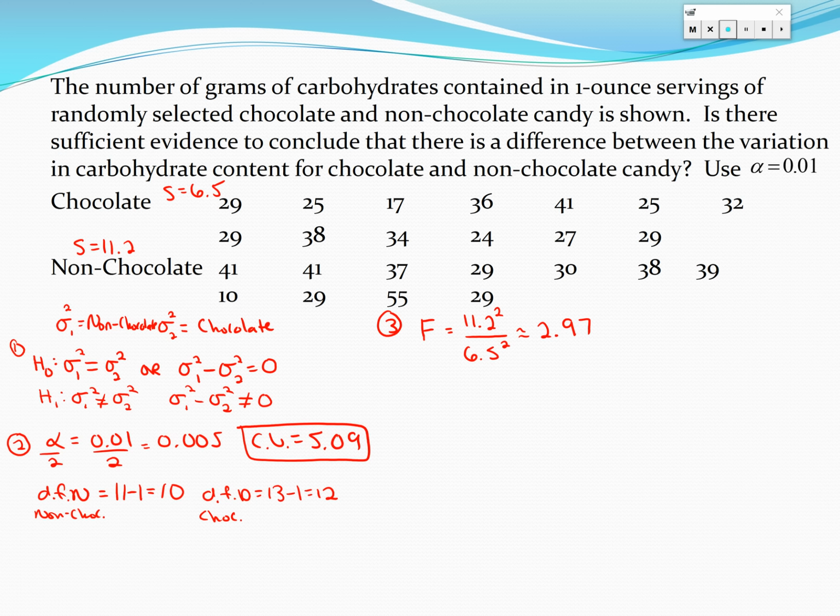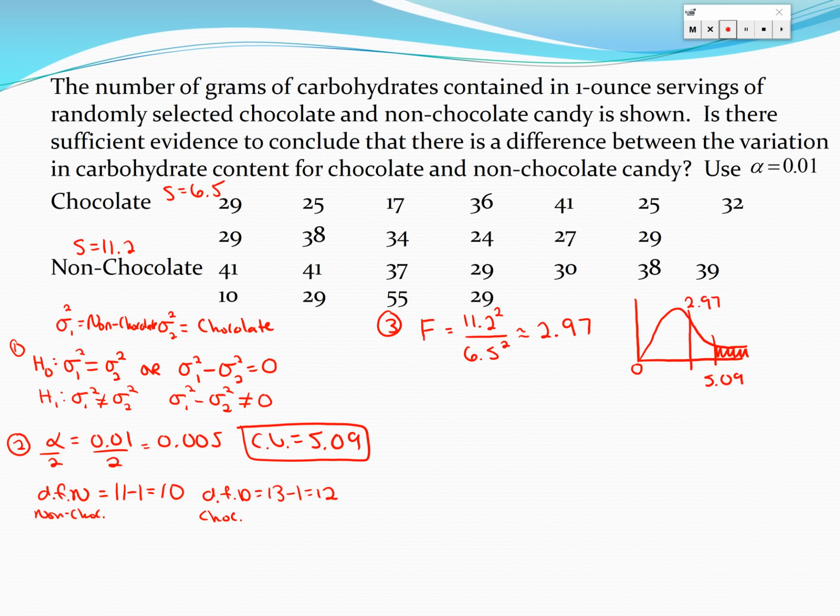So if we draw a little picture, again, it's a family of curves, so what this exact curve looks like, we don't know. It's positively skewed, so that means it's kind of like the chi-square. Bigger chunk of our information's off to the left, a tail goes off to the right. Critical value is 5.09, so somewhere out here. 2.97 will be somewhere this way, off to the left.